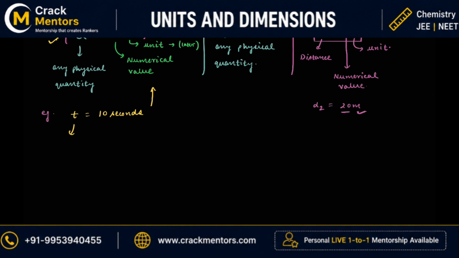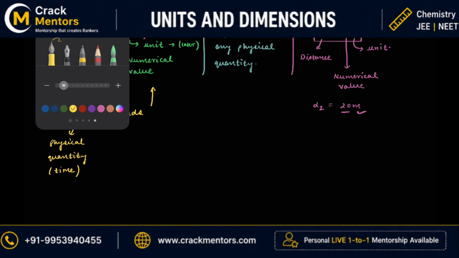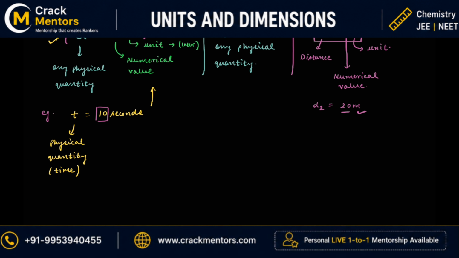Here again, this t is the physical quantity, which in this case is time. We have two things on the right hand side. This 10 is the numerical value, and you can say it's like the magnitude. Actually, not exactly magnitude, because if you are clear with vectors you will get confused, so forget whatever I said. It's a numerical value, the amount, the total quantified version of it.